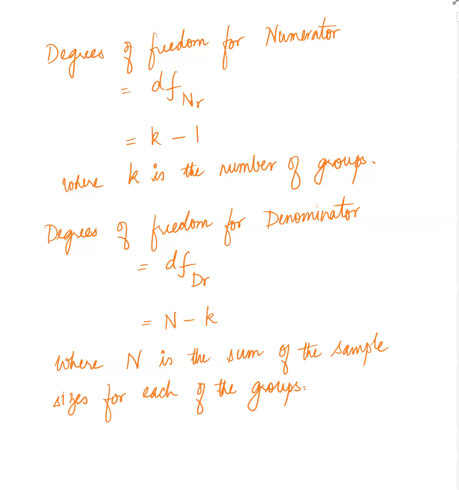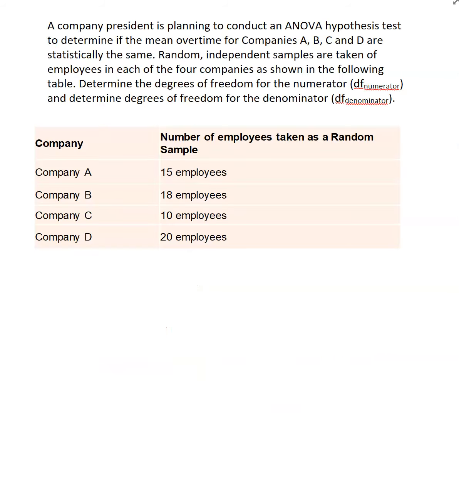Now in the following examples, we will find the degrees of freedom for the numerator and the denominator. So our problem here says, a company president is planning to conduct an ANOVA hypothesis test to determine if the mean overtime for companies A, B, C, and D are statistically the same. Random independent samples are taken of employees in each of the 4 companies as shown in the table below. Determine the degrees of freedom for the numerator and determine degrees of freedom for the denominator.